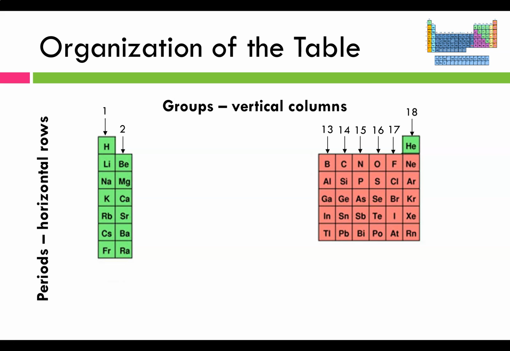Periods are the horizontal rows. And there are 7 periods in the periodic table, and to date they are completely filled out. When another element is synthesized, it's going to have to start a brand new period in the periodic table.